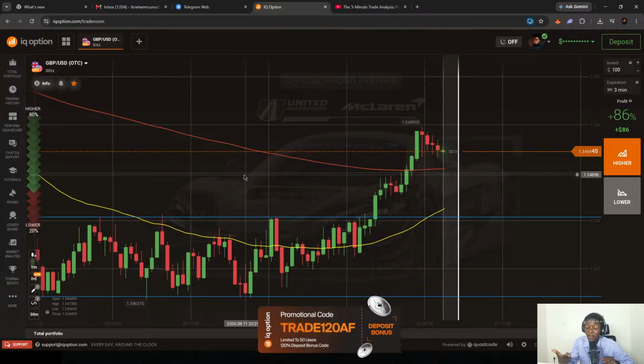Just to give an example, let's go back. Here we have a crossover. You can see that the yellow moving average crosses below the red moving average, and now the market starts going in a downward direction. This is an example of the crossover moving average. Whenever the yellow line crosses below the red 200 moving average, it means that the market will start going in a downward direction. From where the crossover happened, all the way here, the market is still below that level and still going downward.